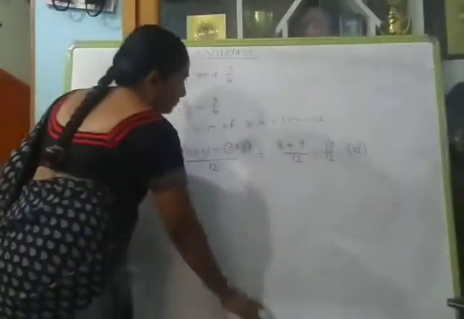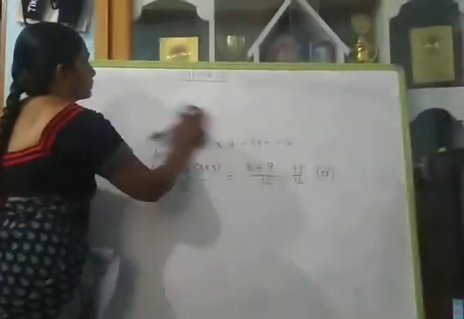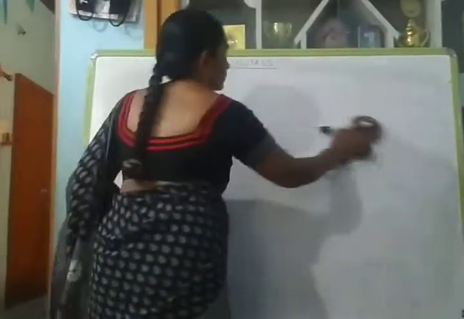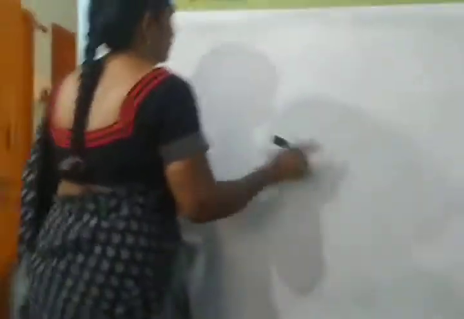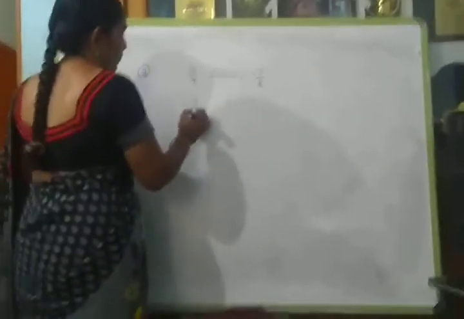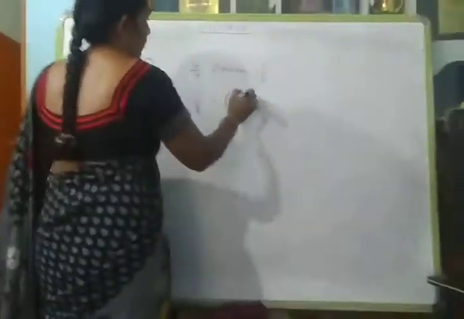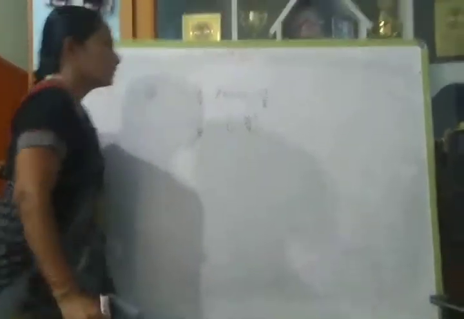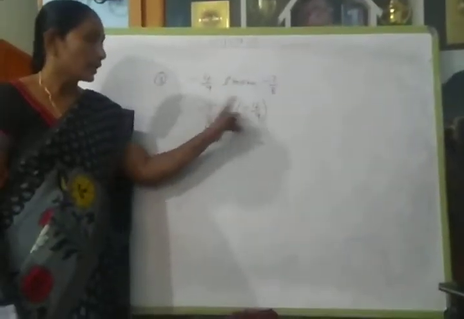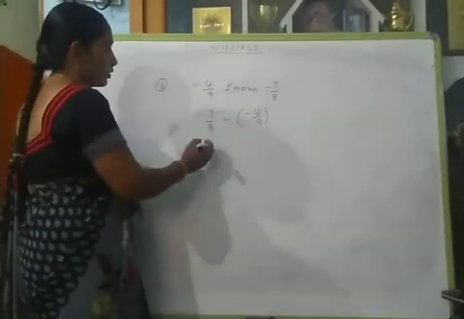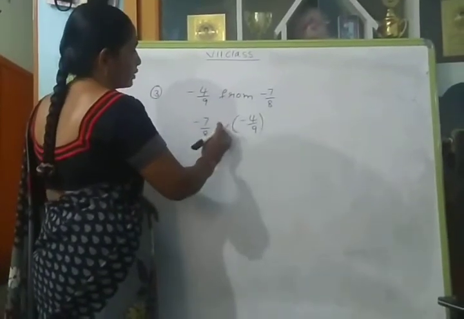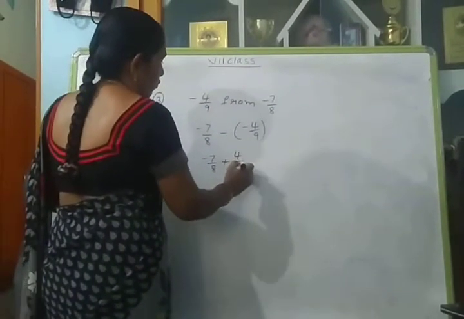Look at third one. Subtract minus 4 by 9 from minus 7 by 8. So from minus 7 by 8 we have to subtract minus 4 by 9. Means we are subtracting here two negative rational numbers. So here look at minus 7 by 8 minus into minus plus 4 by 9.